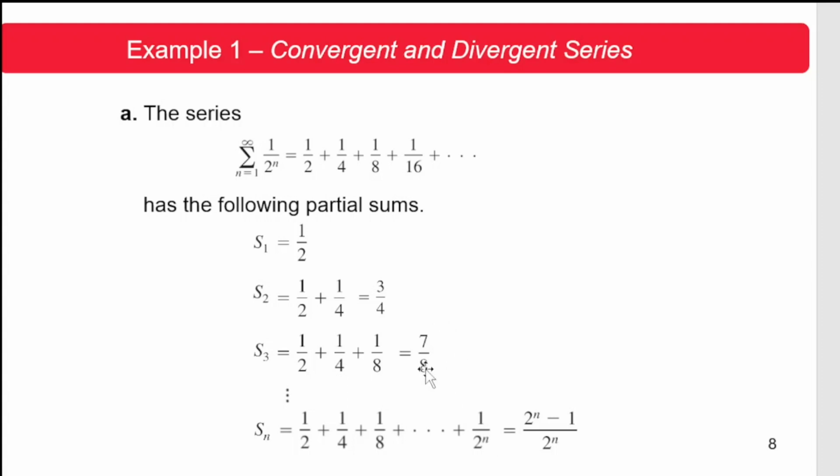So in general, you can write the nth partial sum as 2 to the n minus 1, because the numerator is always 1 less than the denominator. The denominator is 2 to the n. So therefore, the nth partial sum is defined as 2 to the n minus 1 all over 2 to the n.